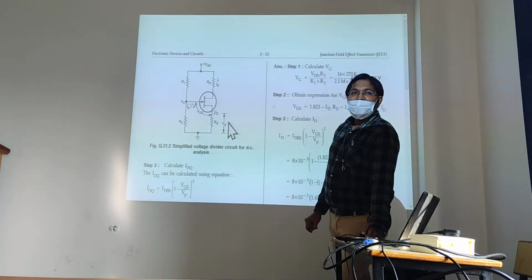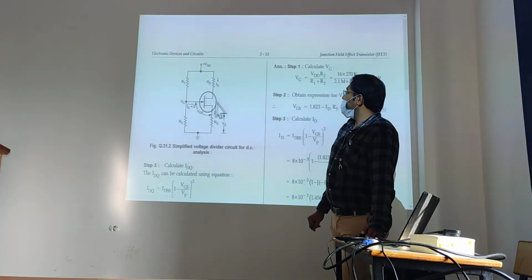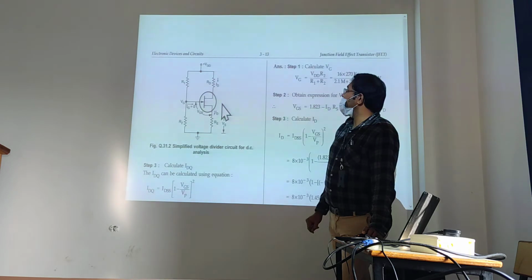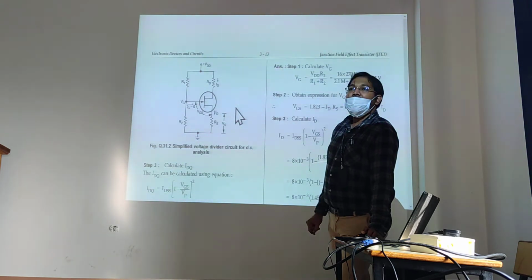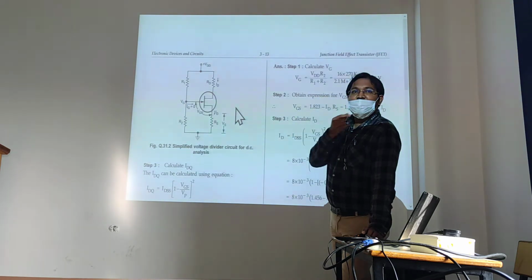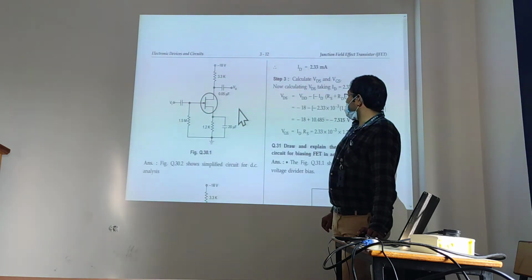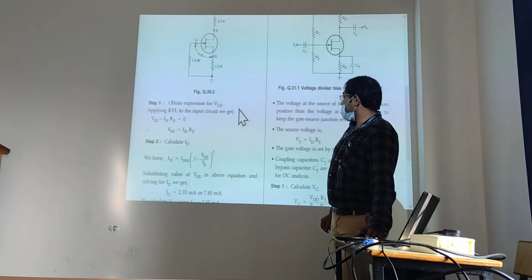Okay. Next, what else you can get? VDS. What is VDS? VDD minus ID into RD plus RS. Right? So VDS also we can get. Then what are asked in the question? Let us see the question.